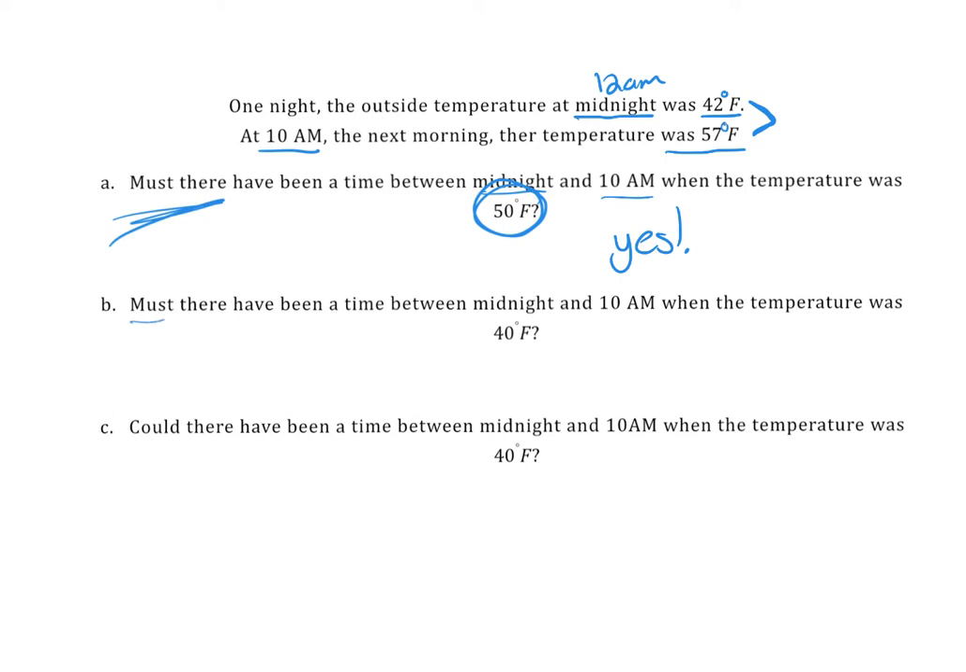Okay, must there have been a time in between those two, midnight and 10 a.m., that it was 40? No, there doesn't have to be one based on the intermediate value theorem. Then it says, could there have been? Well, yeah, there could have been. We only know the endpoints, these two endpoints, 42 and 57. It could have gone up, it could have gone back down and then back up. That could have happened, but we don't know that based on the information given to us.